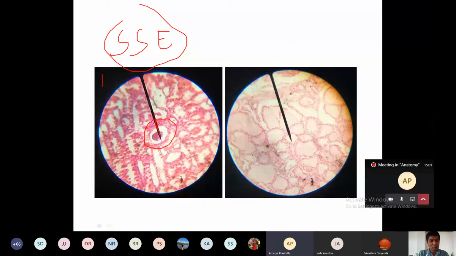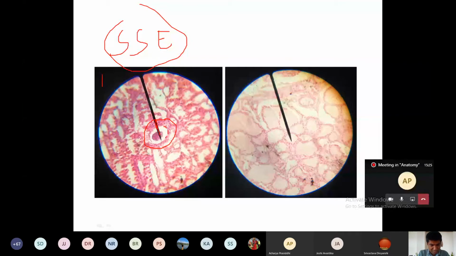Yeah, this is glomerulus. Okay, see inside you can see capillaries, and outside this is the Bowman's capsule. Bowman's capsule is lined by the simple squamous epithelium. See here, a small flattened nucleus you can see. Okay, the flat cells line the Bowman's capsule from its inner side, isn't it? See, this one is the simple squamous epithelium.